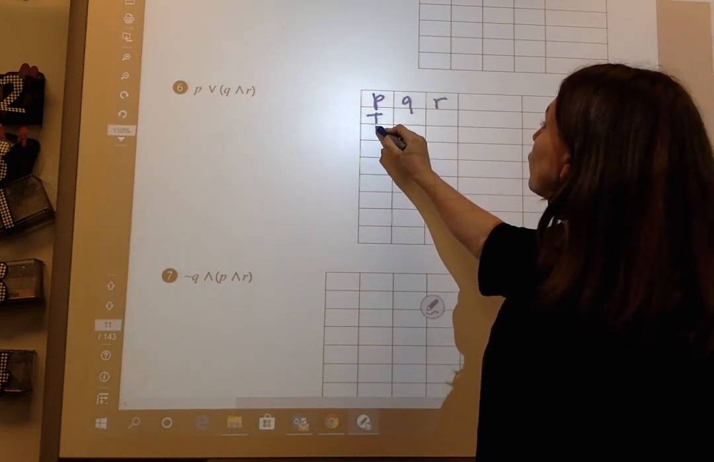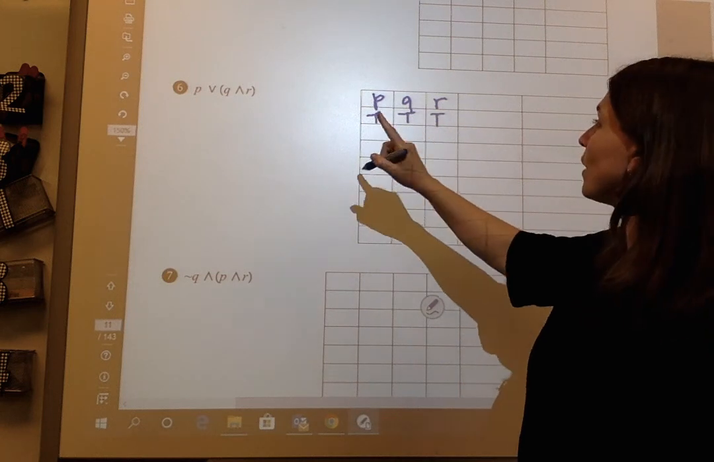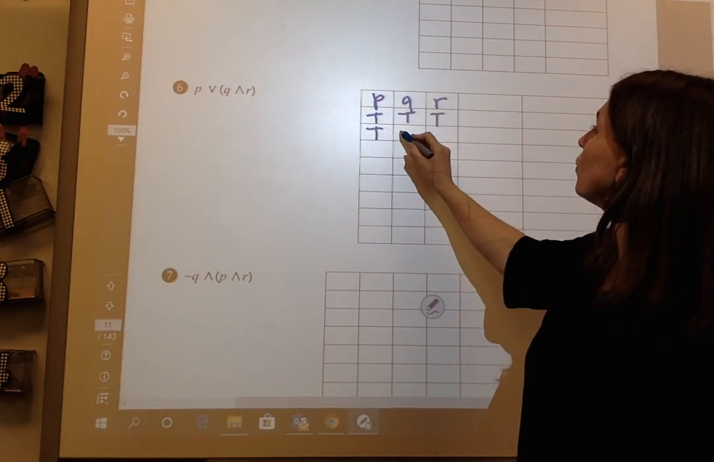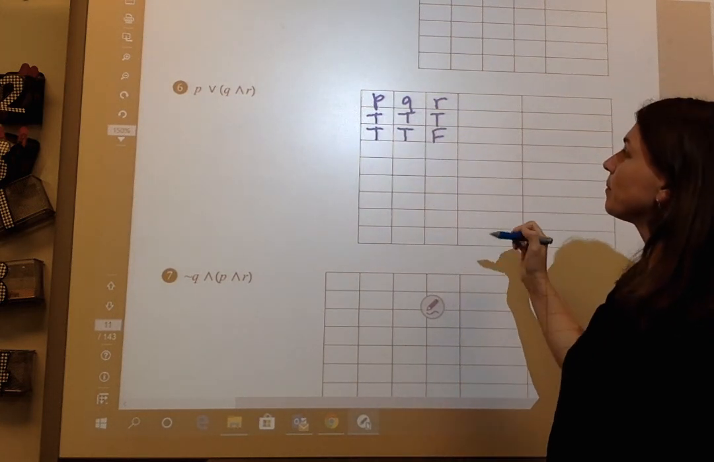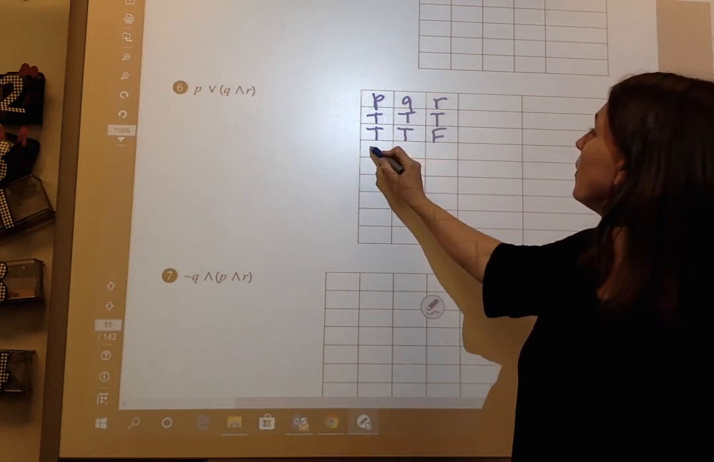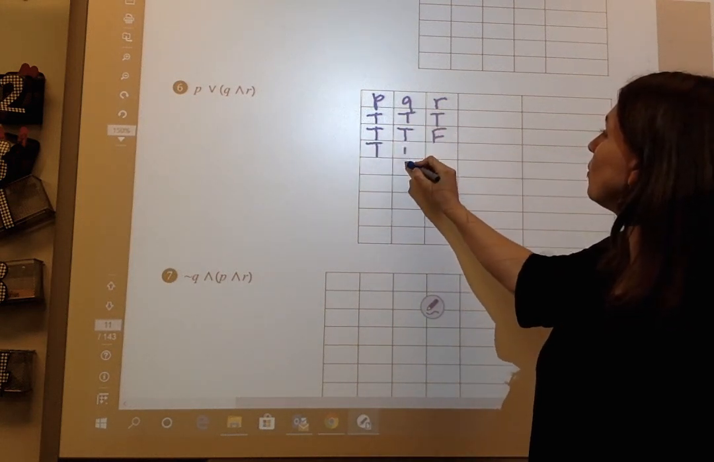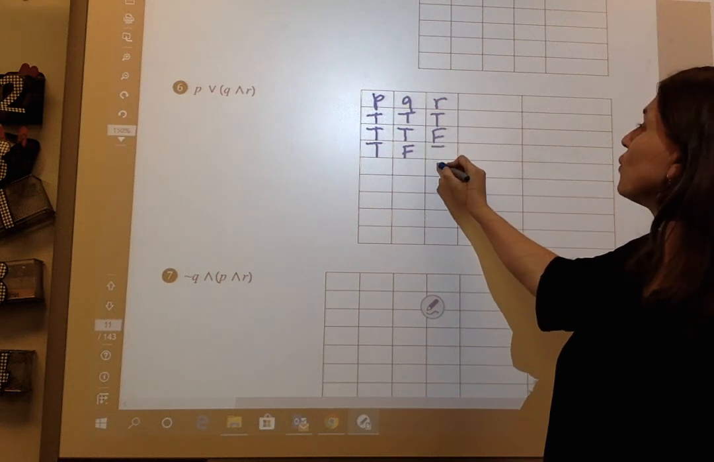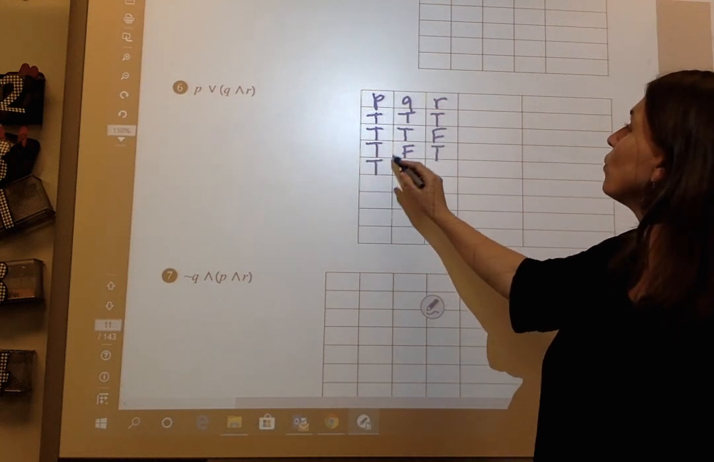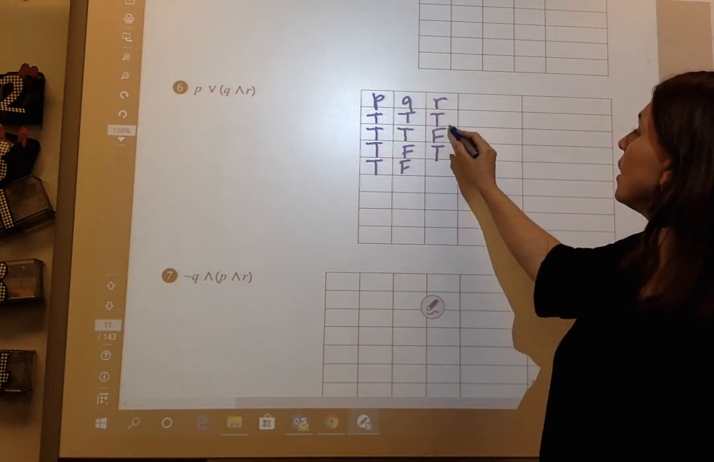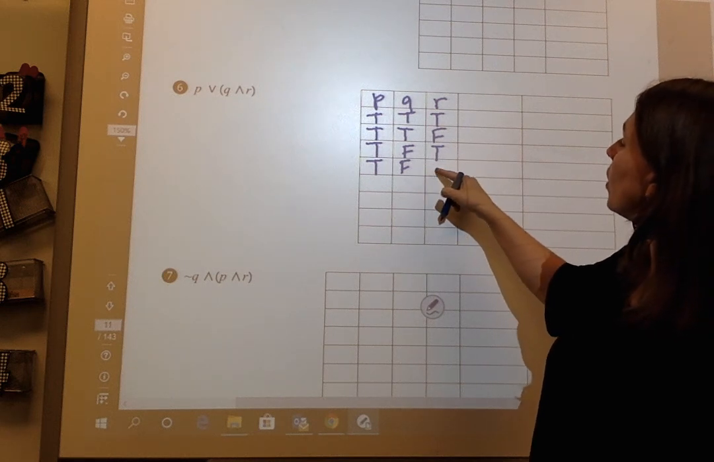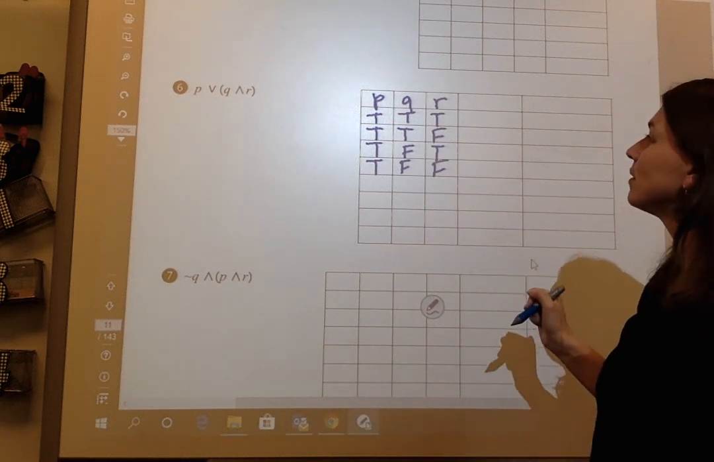So P can be true, Q can be true, and R can be true. That's one combination. If P is true and Q is true, R could be false. If P is true, Q could be false, and R could be true. If P is true, Q could be false, and R could be false. Okay?